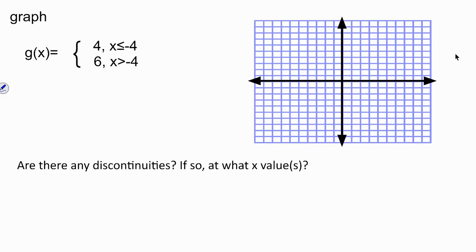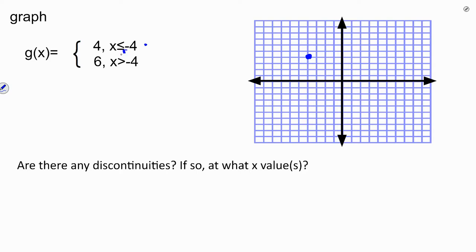So let's do another one and look at the discontinuities. For this one, we've got 4 when x is less than or equal to -4, and 6 when x is greater than -4. Now you could be thinking these are very weird rules, but let me explain how this works. So I'm going to start by plugging in -4. If I plug in -4, I'm going to get a y value of 4. So that means my first point here is (-4, 4). I'm going to put a solid dot because I have an equal to here, meaning that -4 is part of my domain.